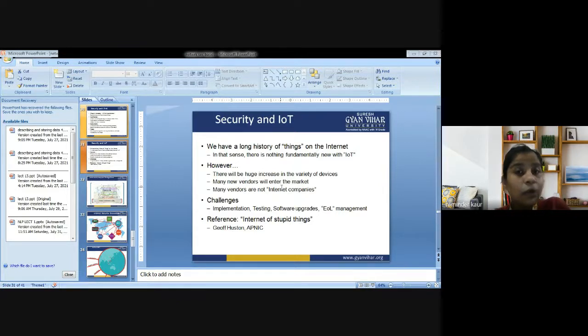Many vendors are not internet companies. In addition, we are supposed to deal with challenges like implementation, testing, software upgrades, or management. Next is references: Internet of Stupid Things, referred to us by Geoff Huston and APNIC.